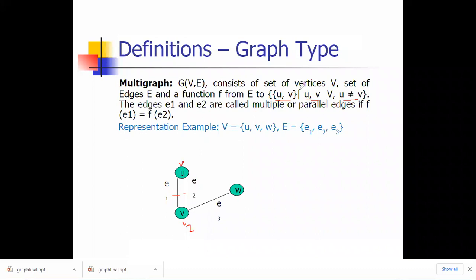So, representation of a graph, just concentrate. What are the vertices? Vertices are always represented by capital V. You should represent the graph data structure technically: V equals, in curly brackets, u, v, and w. These are the names of the vertices here. And what are the edges? Edge set, capital E, equals E1, E2, E3. So technically we have to represent a graph likewise.